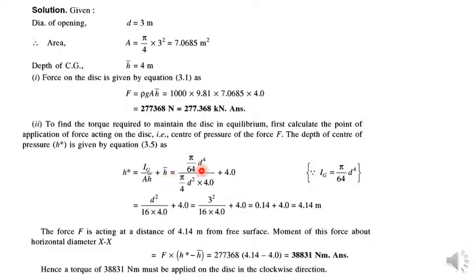For the circle it is pi by 64 d to the power 4, and the rest of the values remain the same, and you get your answer as 4.14 meters. So if the center of pressure is known to you, the force F is acting at a distance of 4.14 meters from the free surface. The moment of this force about the horizontal diameter axis xx will be the difference of the center of pressure and the center of gravity.